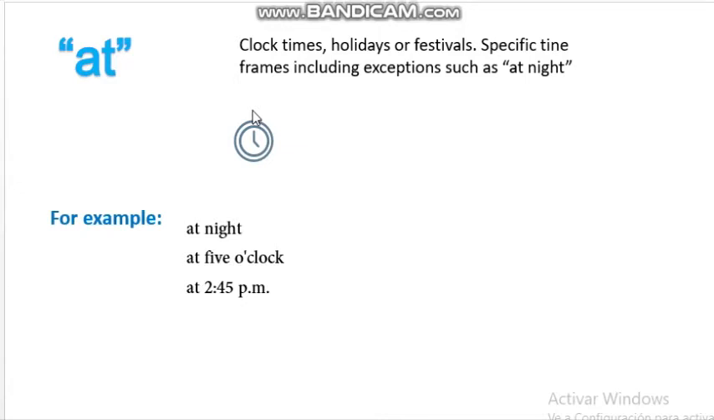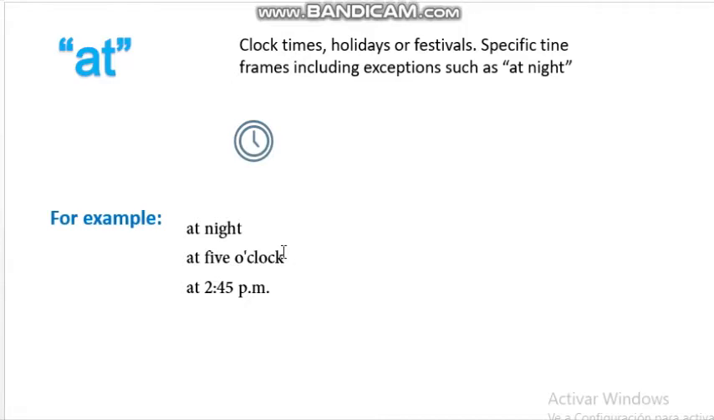We are going to begin with the preposition at. This preposition of time is used to discuss clock times, holidays, festivals, and other very specific time frames, including exceptions such as at night.